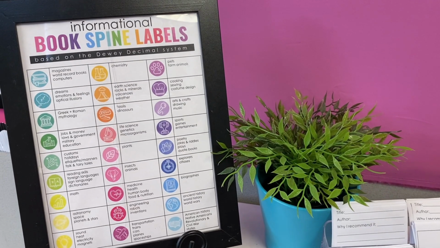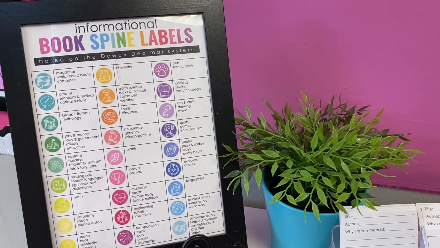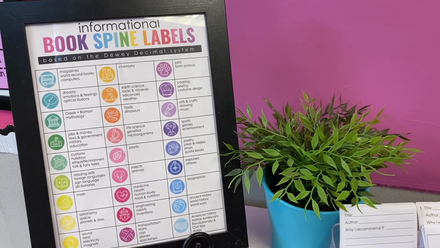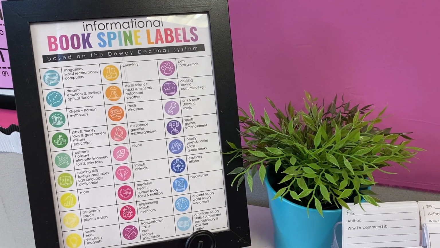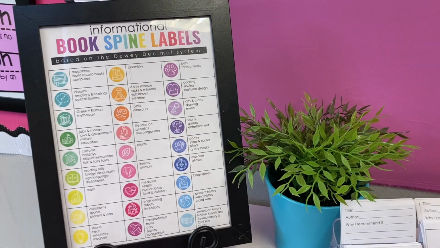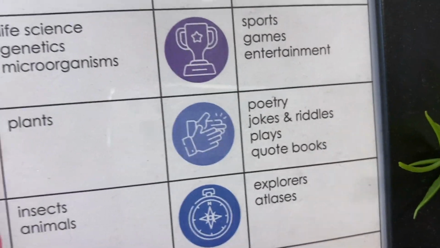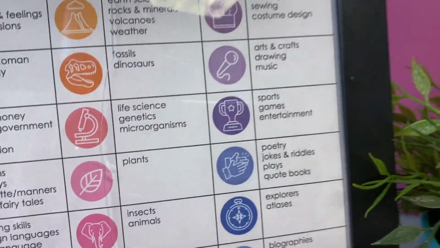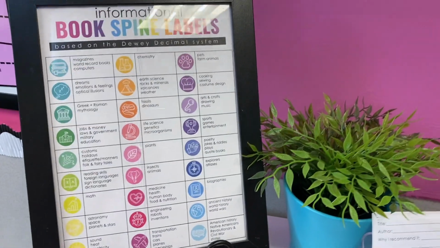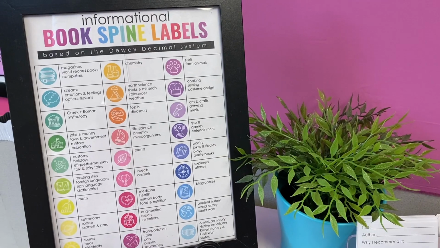Before we go any further, I just want to stop right here and say that even though we call this our informational bookshelf, it is not just informational books. So the Dewey Decimal System also includes books in this section right here that is poetry, jokes and riddles, plays, things like that. So it is mostly informational books, however, not all informational books.